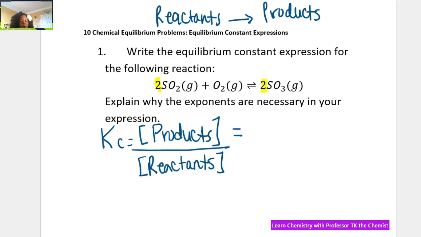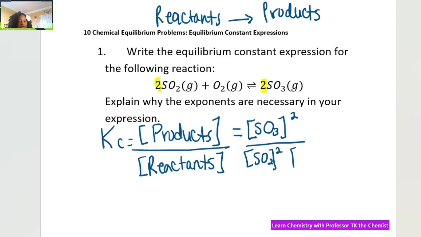So what we're going to do, we're going to take the chemical formulas here that you see. So the product, I'm going to put in brackets SO3 raised to the power of 2. And on the very bottom, I'm going to put SO2 raised to the power of 2 and O2 left as is. And this is your chemical equilibrium constant expression for this reaction. Okay? That's it right there.